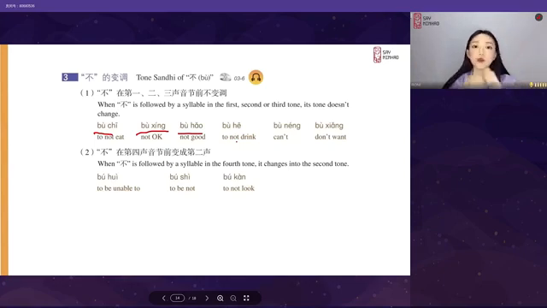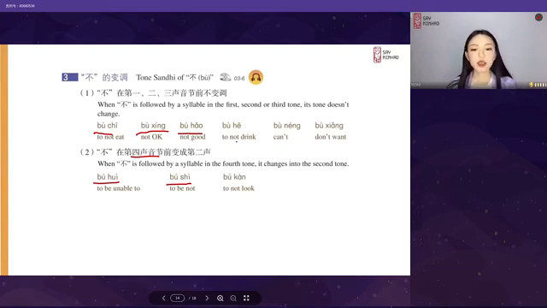不好, 不 didn't change. And so when will it change? It will change before the fourth tone. When it is before the fourth tone, it will change to second tone. Okay, try to see. First one is 不会, 会 is the fourth tone, so it changed. Next one, 不是, 是 is to be, right? 不是 means no, it is not. So 不是, 不 changed into bú.